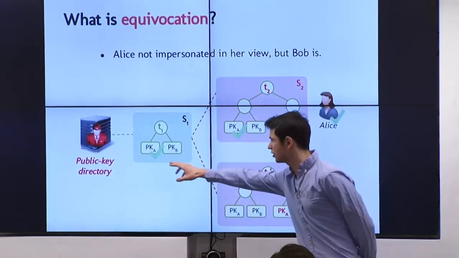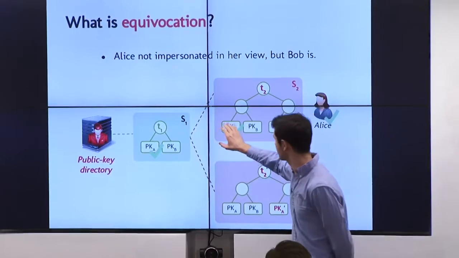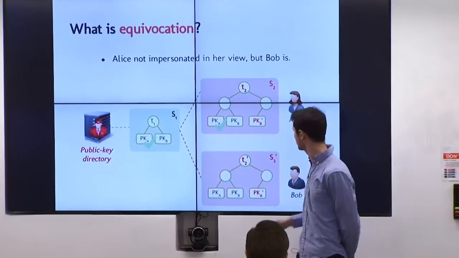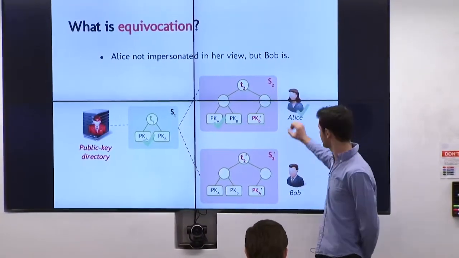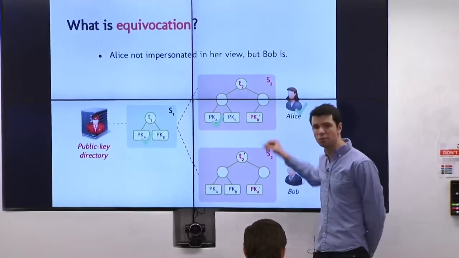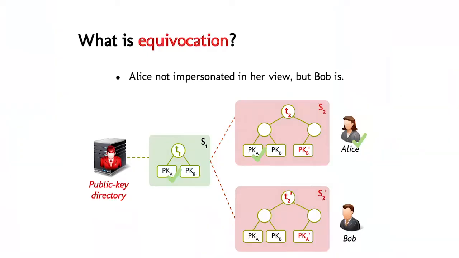And Alice looks in this version and sees, OK, that is my public key, I'm good. She looks in this version, OK, this is my public key, I'm good. So now I'm ready to use this directory, and I'll look up Bob, and I'll get his public key. But Alice will actually get the wrong public key. Does everybody see that?